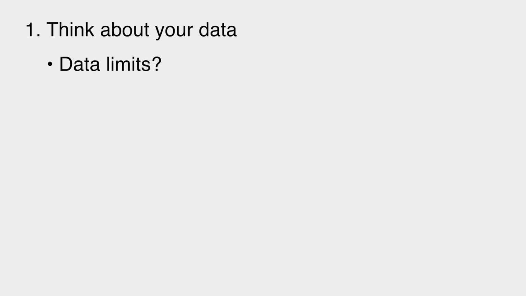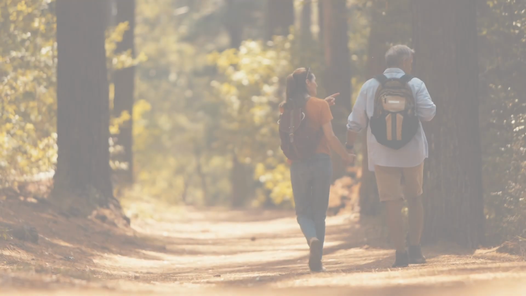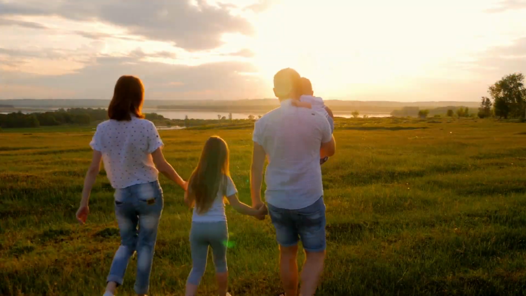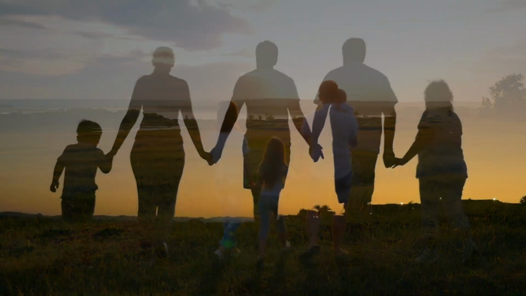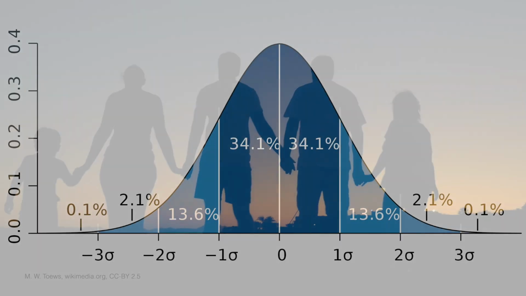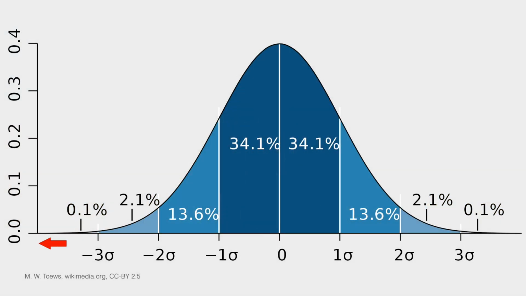For example, are there any limits? A family can only have no child, 1 child, or more children. There can never be a negative number of children. Hence, this data is probably not normally distributed, because a normal distribution extends from minus infinity to plus infinity.